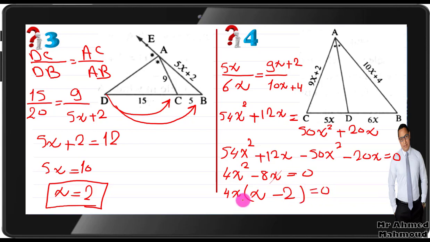Now 4x equals 0, so x equals 0, and x minus 2 equals 0, so x equals 2. Of course x equals 0 is refused, and this is the value of x, so x equals 2.